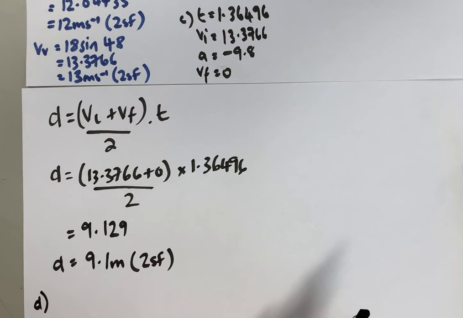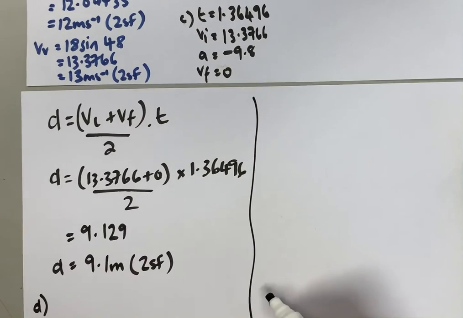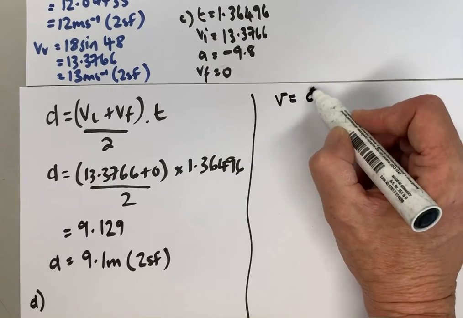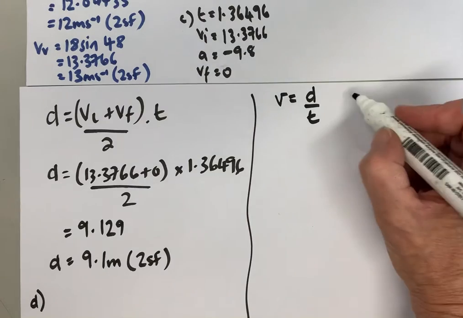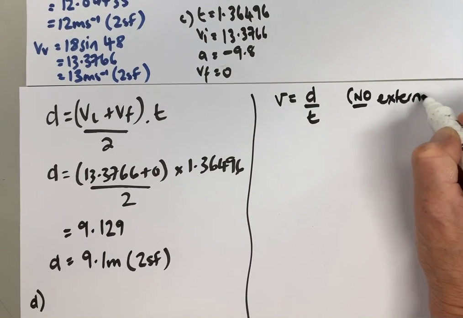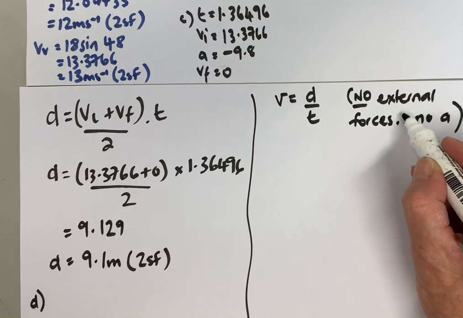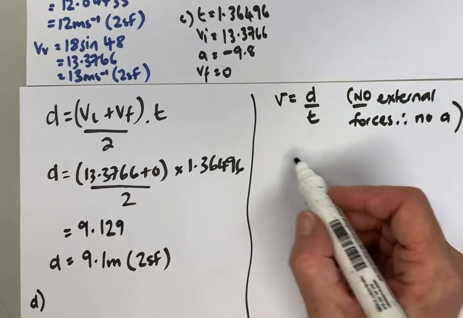How far down the field will the ball have travelled when it is at its highest point? So what it's looking for is, when the ball is at its highest point here, what's this distance? This is the horizontal distance, so we would use the horizontal velocity. As you might remember, in the horizontal direction there are no external forces acting. So there are no external forces, therefore no acceleration.